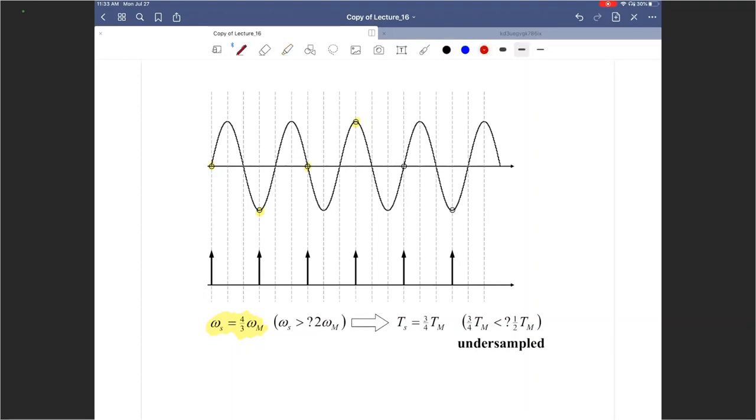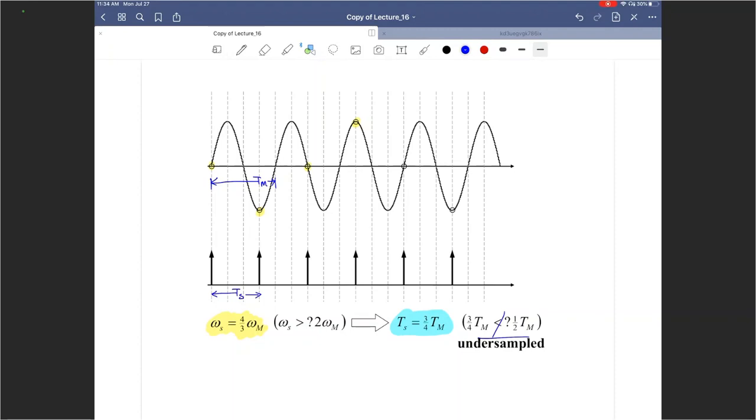In other words, if you take a look at it in terms of its time statement, TS, where is TS? TS is right here. It is 3/4 of TM. TM is right here. So TS is 3/4 of TM. We needed that to be less than half TM. So it's not less than half TM, which means we are doing undersampling. And because of that, we will not be able to reconstruct the sinusoidal signal.